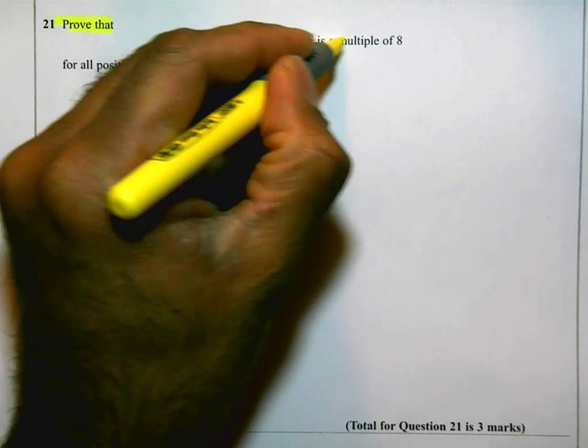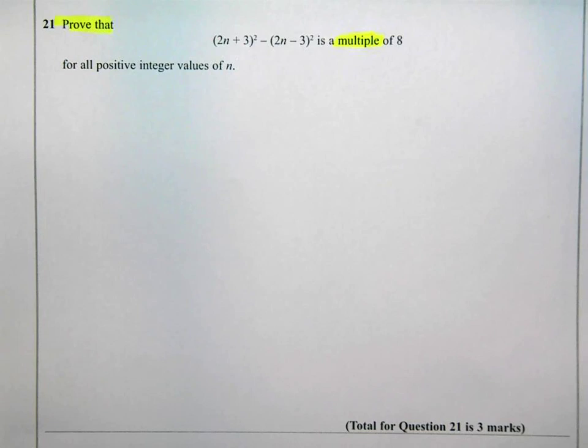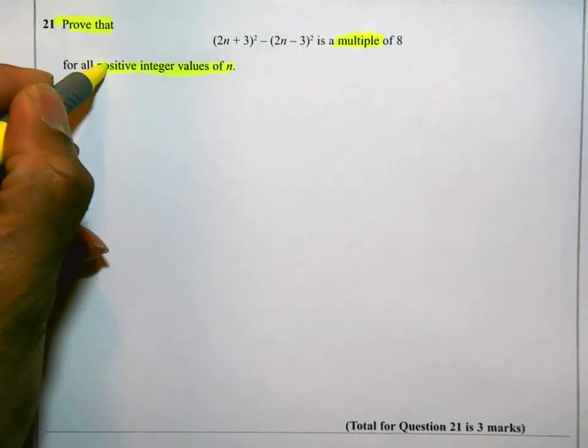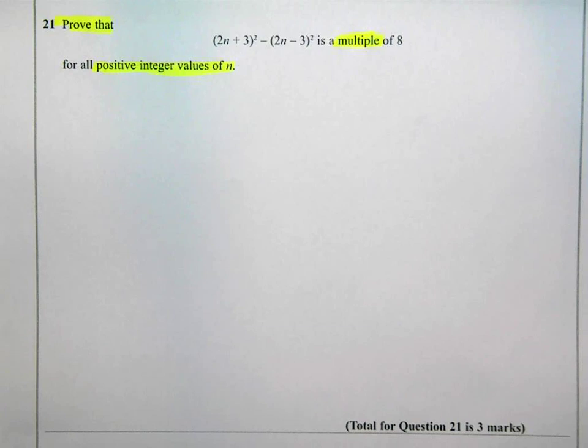Now, multiples of 8 are the numbers in the 8 times table. So basically, they could be divided by 8, 8 could go into them, for all positive integer values of n, so all positive whole numbers that n could be. So this is just worth 3 marks.